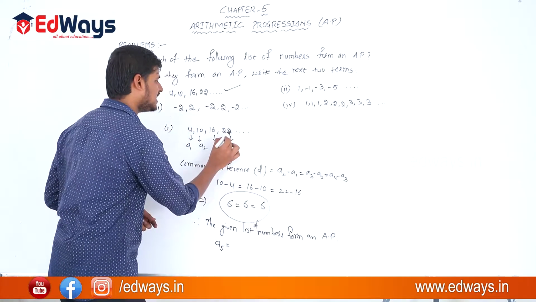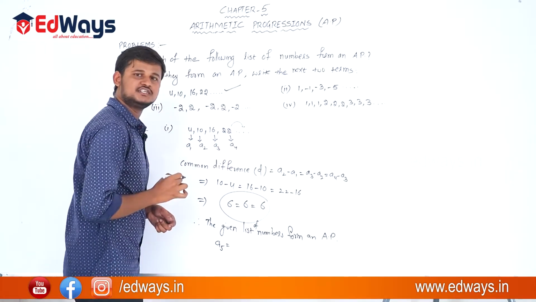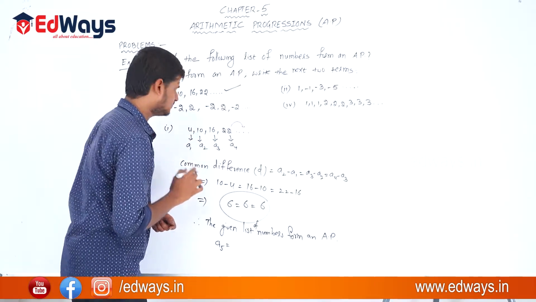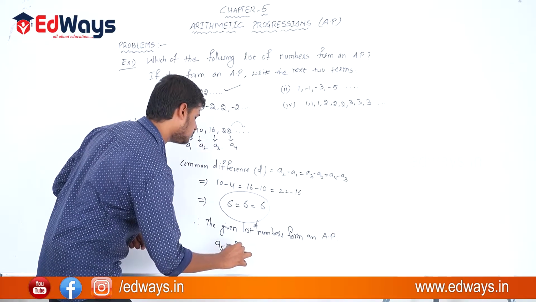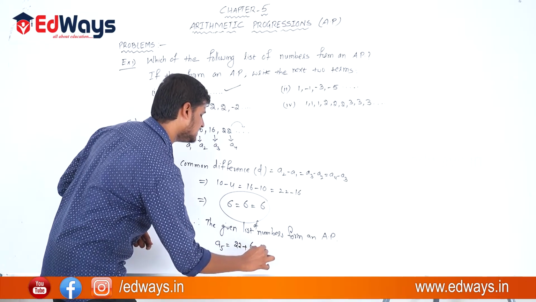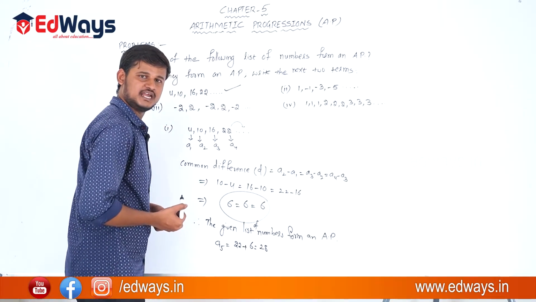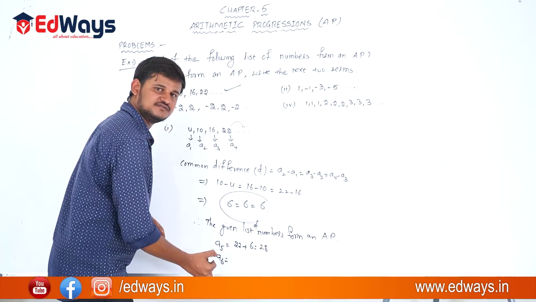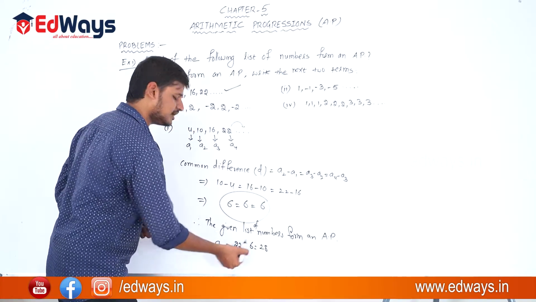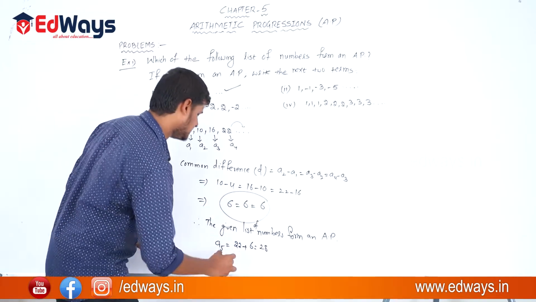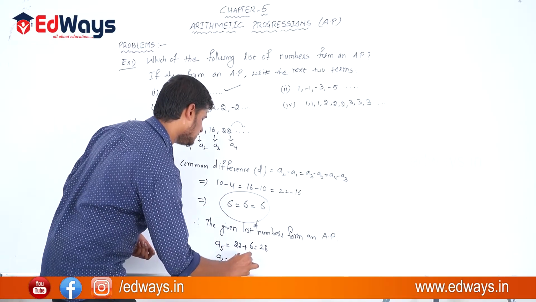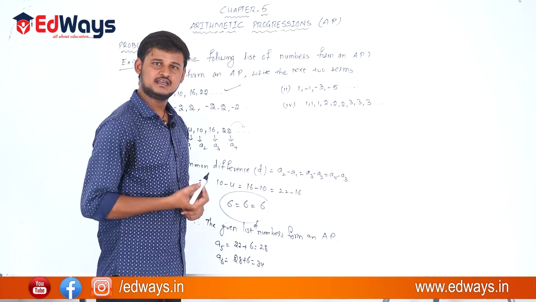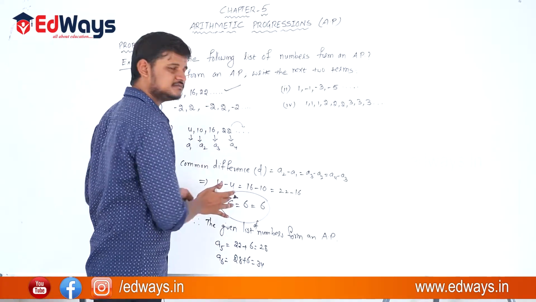A5 is equal to, you have to add the common difference to the fourth term, so that you will get the fifth term. That is nothing but 22 plus 6 is 28, right? Then the sixth term will be, if you add the common difference, the fixed number 6, to the fifth number, you will get the sixth term. Very easy. So 28 plus 6 is equal to 34, right? Clear? So this is the easiest method you can follow.